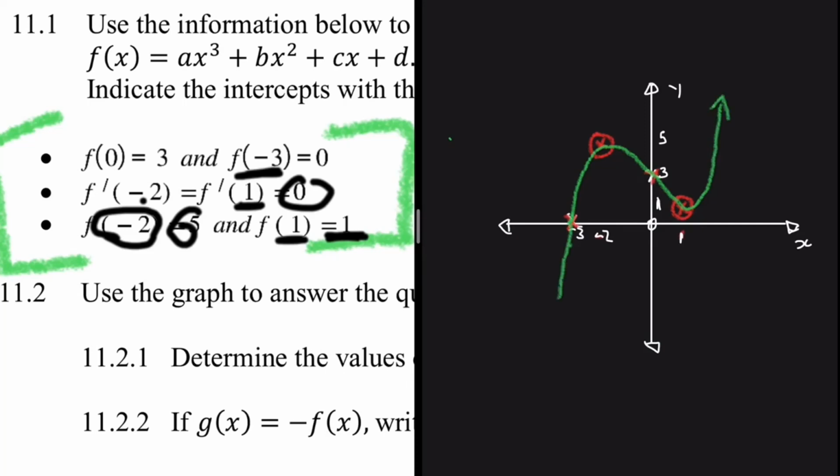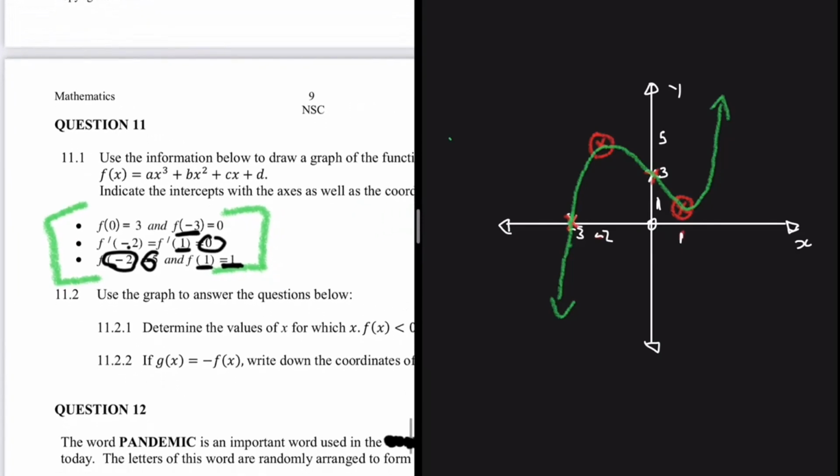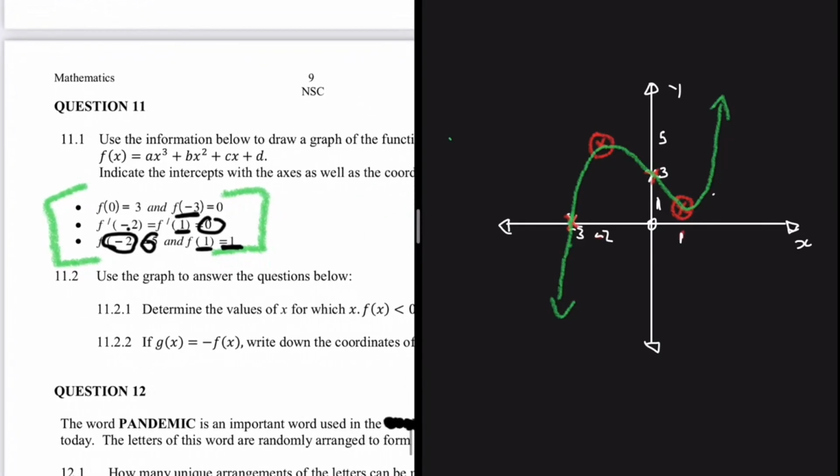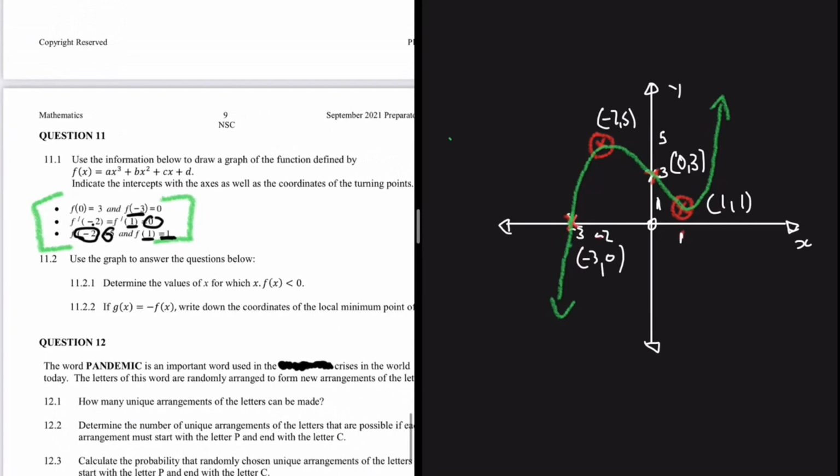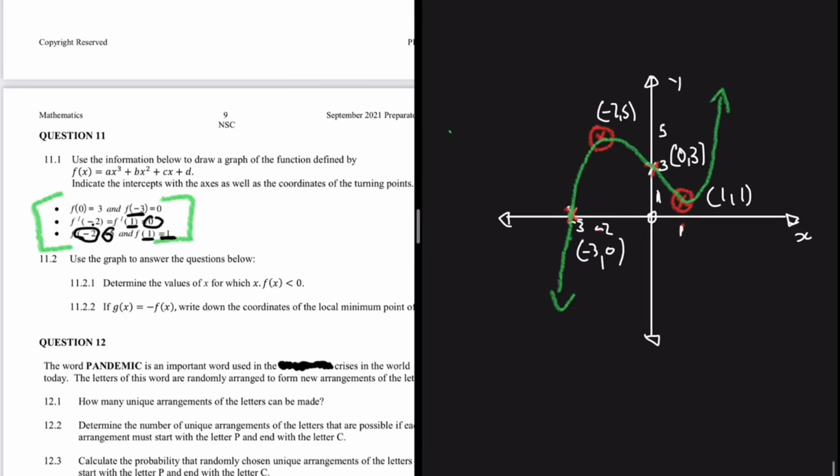And then on this side, it keeps on going down. Now we just have to indicate our coordinates, right? So here we're saying that this is (1, 1). And here we're saying that this is (-2, 5). And here we have (0, 3). Here at this point, we have (-3, 0). And yeah, that's how we construct our graph. You start with the points, you determine the turning points, and now it becomes easy to see what your graph is supposed to look like.